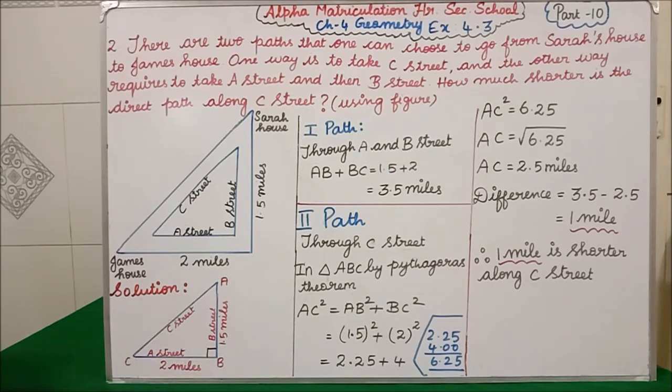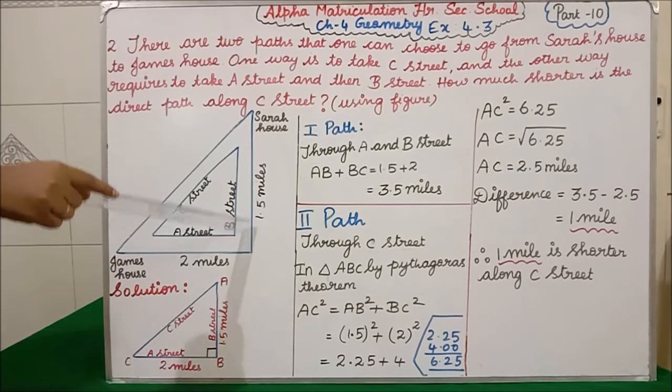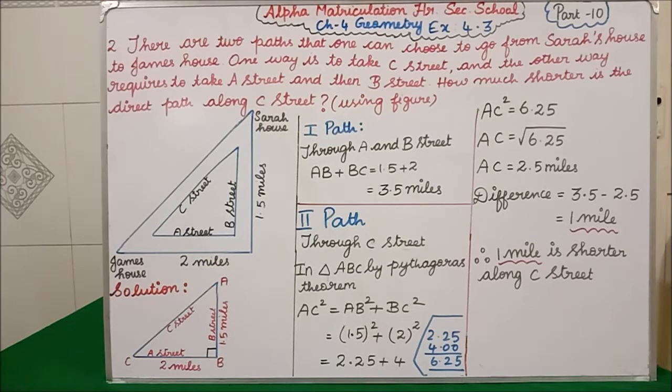The first path is what? It passes through C street, and the second path is through A and B streets. Clear all of you, the question? How much shorter is the direct path along C street? Now the direct path is what? C street. Directly along this street you can travel. But if you go along A street, you have to turn and then go through B street. They are asking how much shorter. When compared to A and B streets, we have to find how much shorter C street is. Clear, students, all of you?